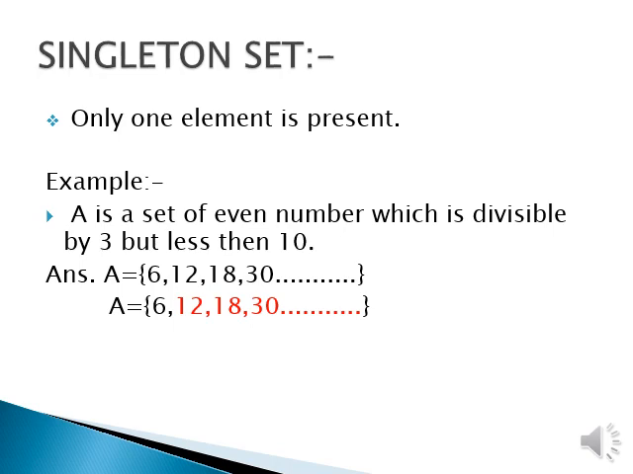But as we have the condition less than 10, 12, 18, 30 and so on, these all numbers are greater than 10. It means set A will be having only one element, that is 6. So this is an example of singleton set.